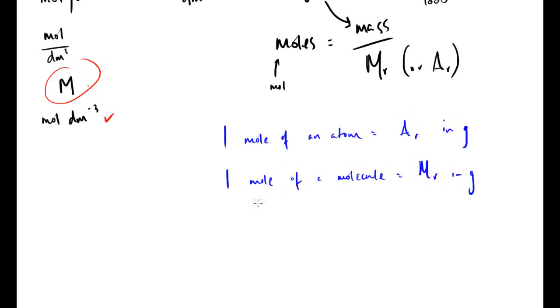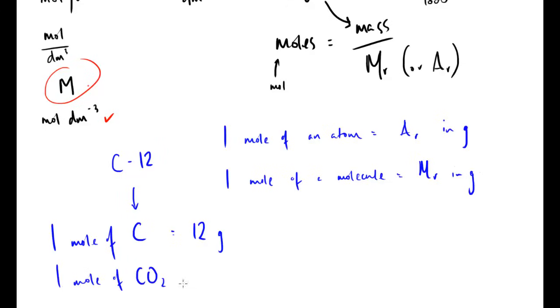For example, what I mean by that is 1 mole of, what should we go for? 1 mole of carbon. Now carbon is this guy here, we're dealing with carbon 12. Therefore 1 mole of carbon equals 12 grams. Other way around, we'll look at a molecule now. We'll look at carbon dioxide. So 1 mole of CO2, CO2 being 12 add 16 add 16, or 12 add 16 times 2, giving me 44, therefore 44 grams. Just a point to make.